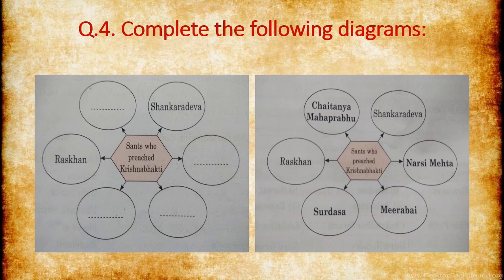Next is question number 4. Complete the following diagram. Students, every time we come to such type of question, I always tell you: see the diagram that is given in your question paper, and you have to draw it in the same way in your answer paper. You will not just write the answers at the side. Please don't do that. Follow what is given in the question paper and draw it the same way.